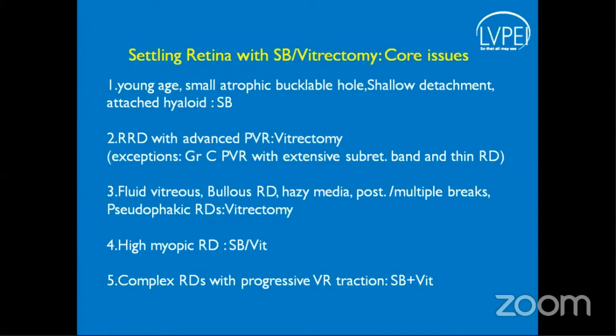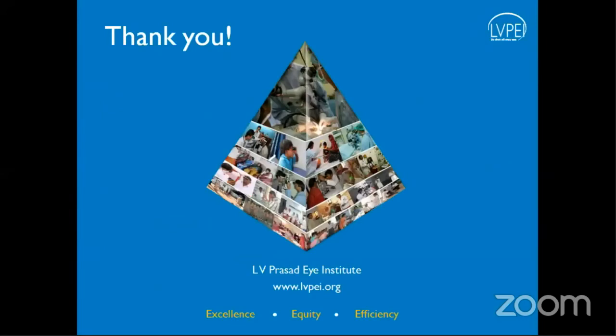Rhegmatogenous retinal detachment with advanced PVR, vitrectomy is preferable over buckle, except grade C PVR with extensive subretinal band. Fluid vitreous, bullous RD, hazy media, posterior multiple breaks, pseudophakic RD, vitrectomy is my preference over buckle. Of course, high myopic RDs, scleral buckle or vitrectomy depending upon the extent and location of the lesions, extent of lattices, vitreous status. Finally, for complex RD with progressive vitreoretinal traction, combination therapy works well. I thank you all for the opportunity and conclude my talk here.